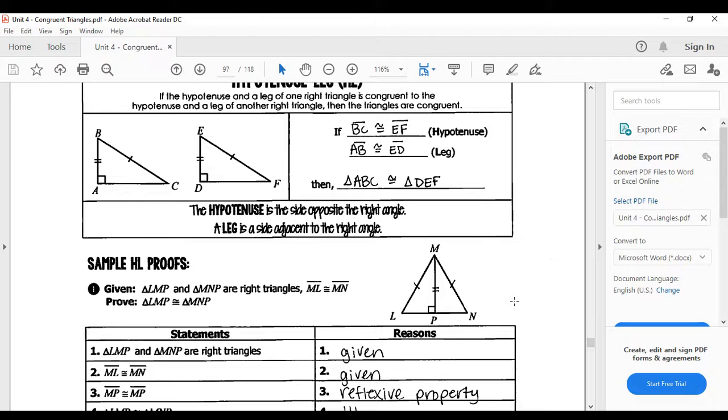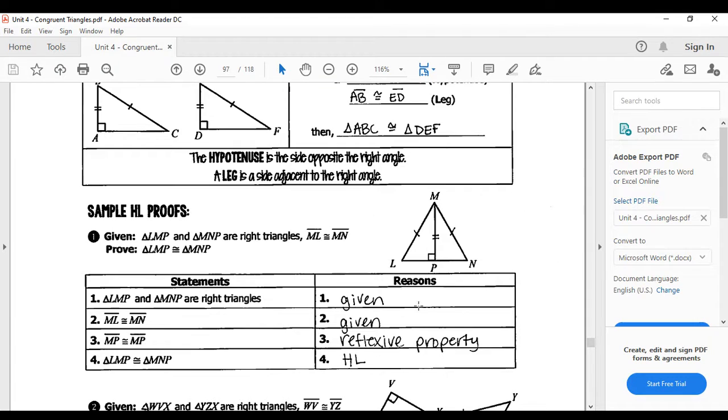Here I'm given a proof. It says, given that triangle LMP and triangle MNP are right triangles, so it tells me that they're right triangles. That's an indication that I'm going to be using an HL proof, a hypotenuse leg proof. You'd want to refer back to this, and it's on our reference sheet as well. This is the final type of proof on our reference sheet. It also says that ML is congruent to MN, which is exactly what I needed to give me the hypotenuse. These are the hypotenuses, and they are congruent.